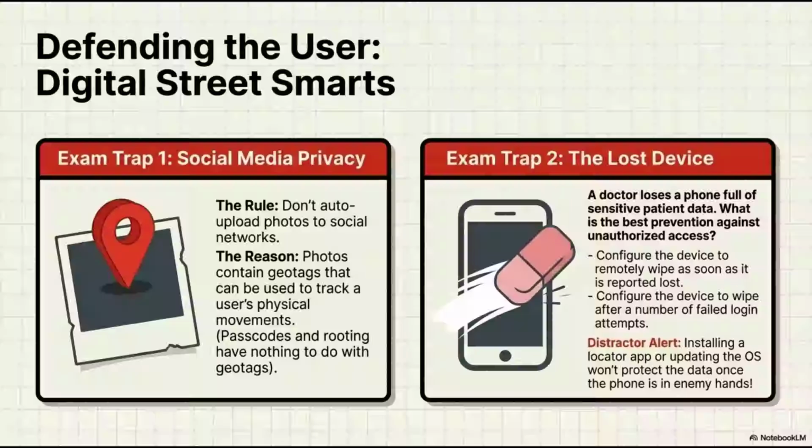Because photos contain geotags that track a user's physical movements. Passcodes and routing have absolutely nothing to do with geotags. If the options try to trick you, stick to geotags. Exam Trap 2 is the lost device scenario.